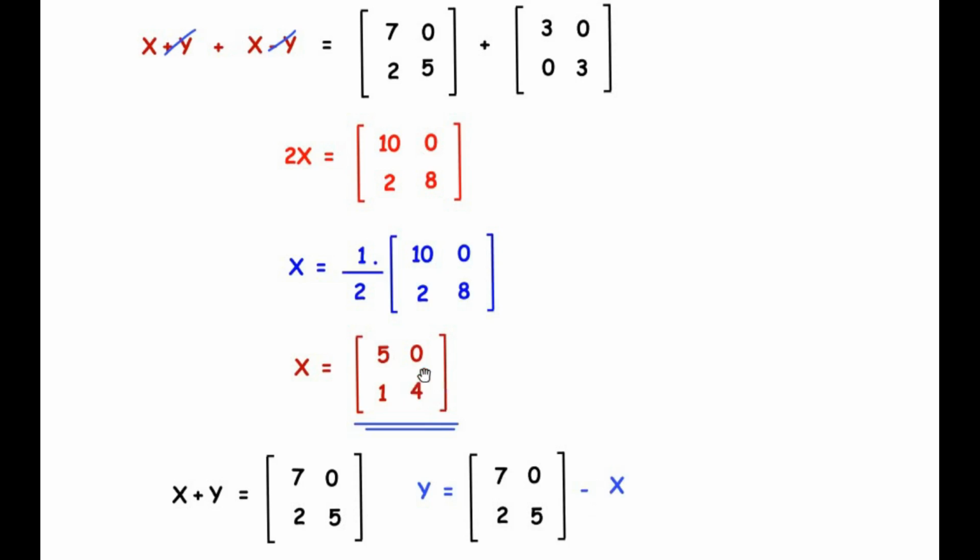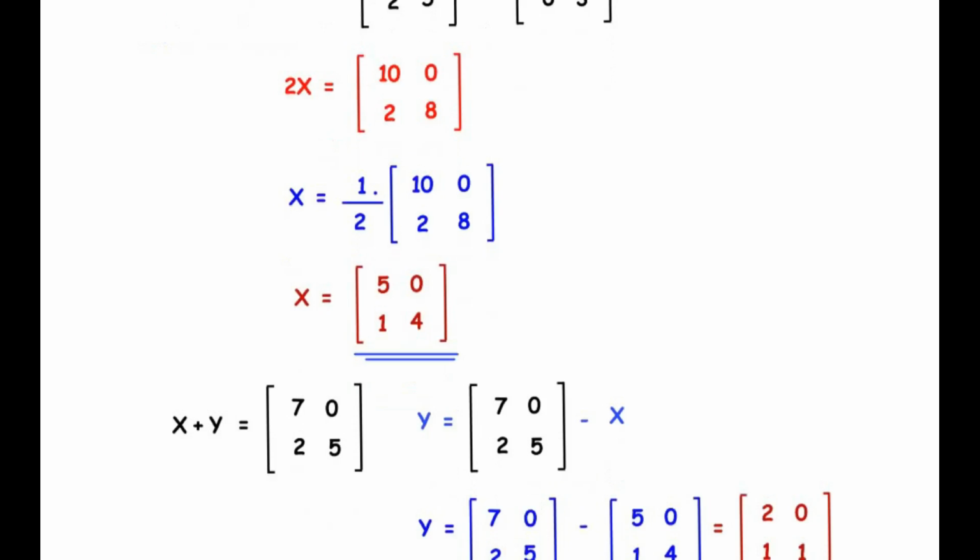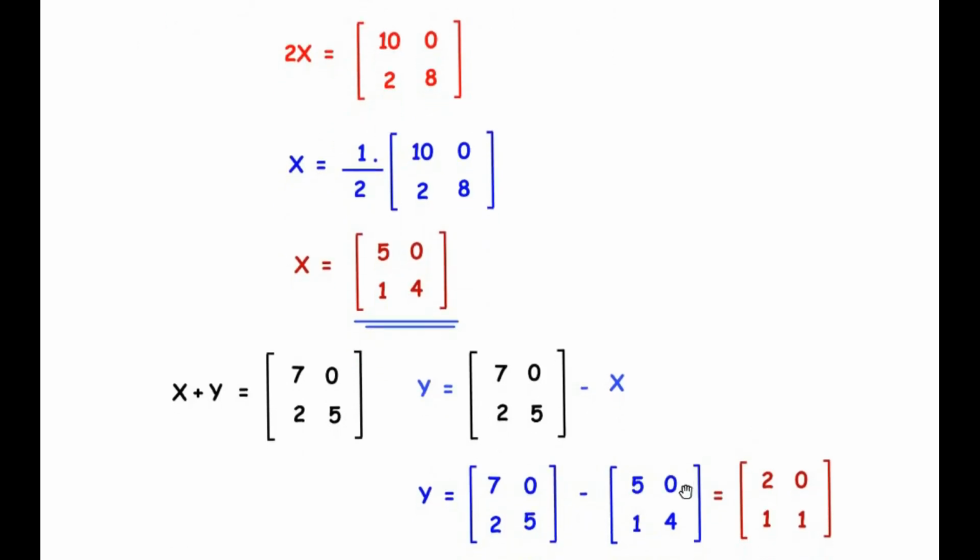Now here we have the value of the matrix x. So we are just going to plug in its value. So we get the matrix 7, 0, 2, 5 minus the matrix 5, 0, 1, 4. Now this is matrix subtraction. So each element minus each element. So 7 minus 5 is 2. 0 minus 0 is 0. 2 minus 1 is 1.